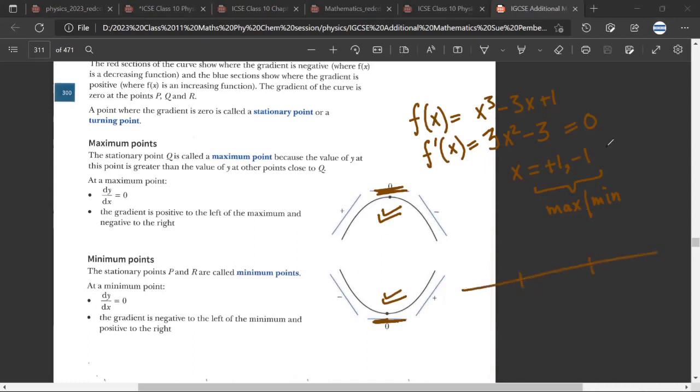So these points where the slope is 0, where the gradient is 0, are called a stationary point or turning point. So this is where the graph will turn, but whether it will be local maxima or local minima, that is what we need to understand. Are we clear till here? Okay.